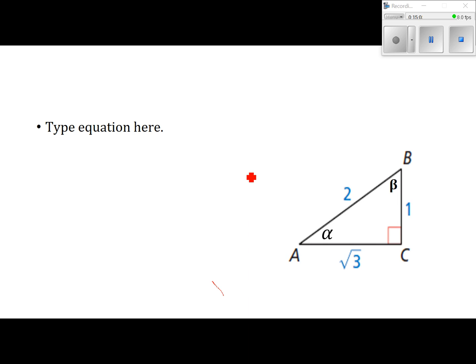Not sure why this says type the equation in here. I must have forgot to get rid of something.